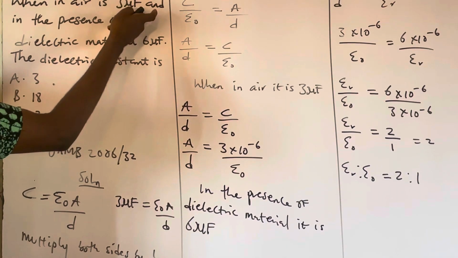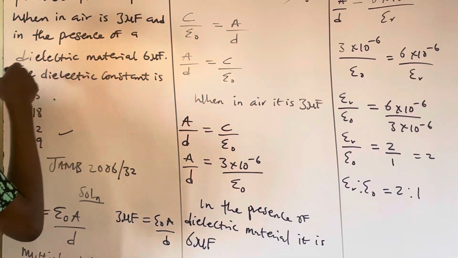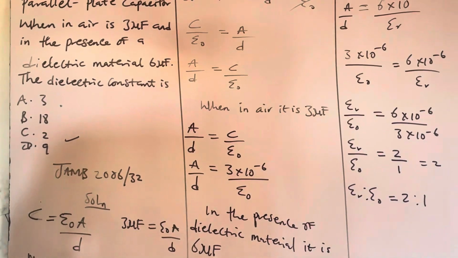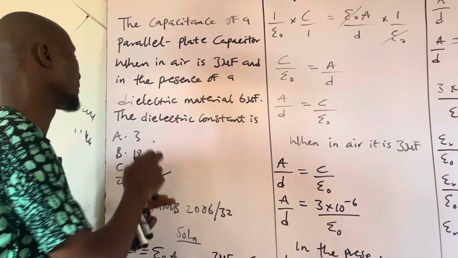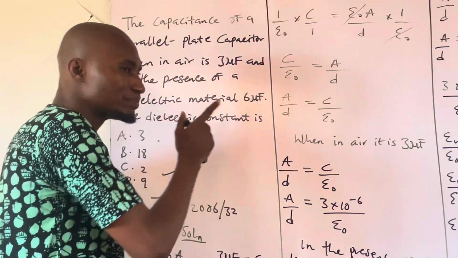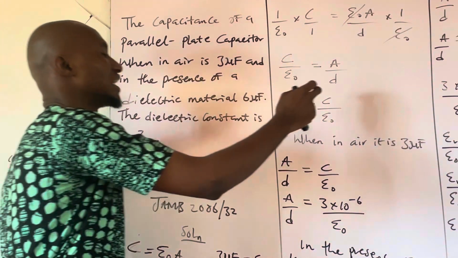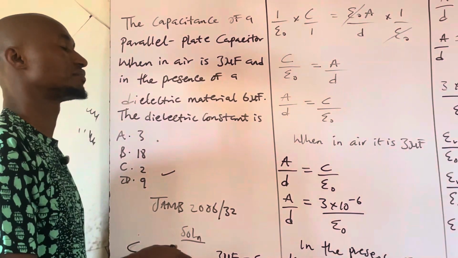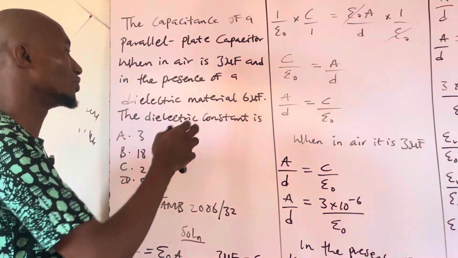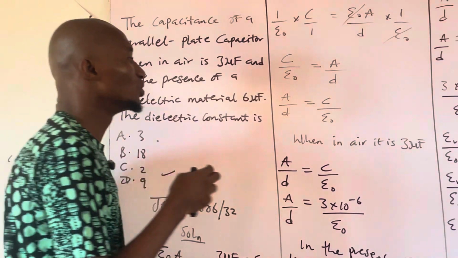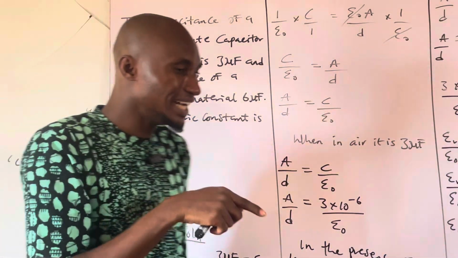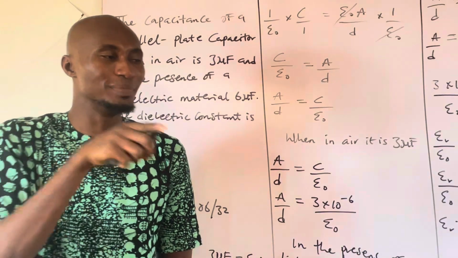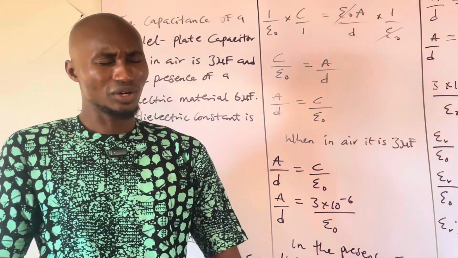Parallel plate capacitor when in air is, and in the presence of a dielectric material 6 microfarad, the dielectric constant is. There's no provision for area, neither is there any provision for distance. But the question was specific on dielectric constant. That is why we apply mathematics here to eliminate the area and distance and work with capacitance and dielectric constant, or permittivity of either a medium or free space, whichever one we are being asked in the question. Did you understand now? So we did that when it was in air. And when it was in air, we were told that permittivity of a medium also means permittivity of free space. Now, what do you understand by free space?